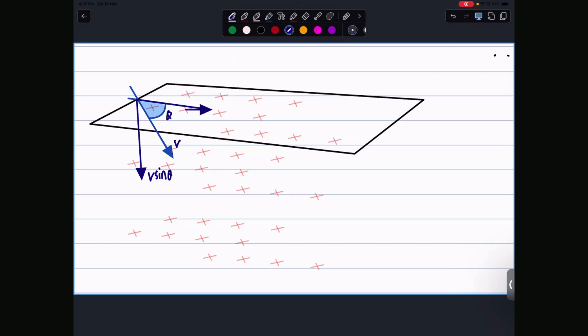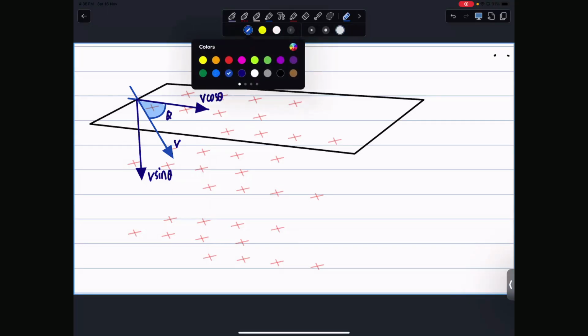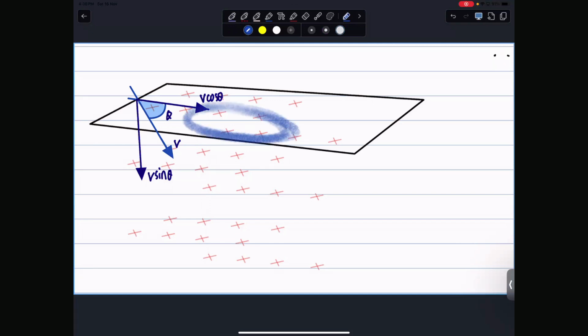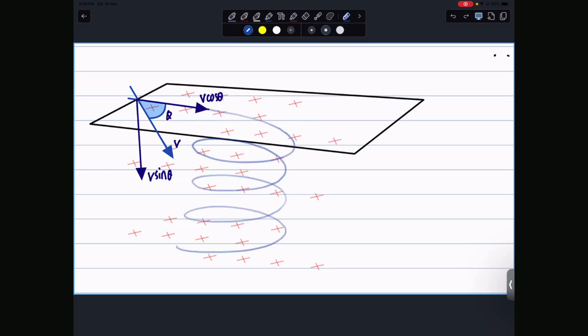One of them is perpendicular to the field. Which one? V cos theta. The V cos theta would be responsible for making your particle undergo what motion? Circular motion. But there's a V sine theta though. Which way? Downwards. So the particle will try to go in a circle, but simultaneously go down, right? And it basically does this. It goes down like that. Clear? So the downward movement is because of the vertical component, and the spiraling is due to the horizontal component.